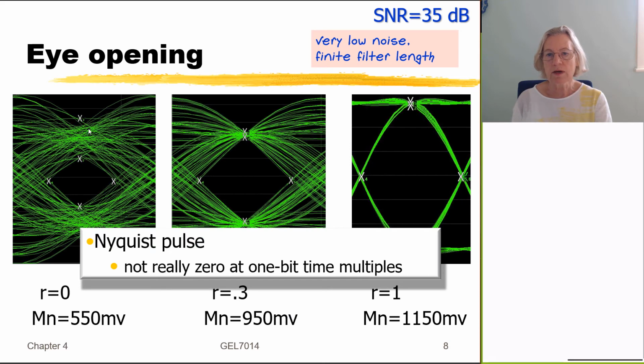So you can see that although the noise is really low, there's not a perfect point here with R equal 1. It looks like at the sampling time I'm getting zero contributions from previous pulses, very low ISI. But in this one, I am much more subject to ISI, probably because of this truncating due to the filter length.